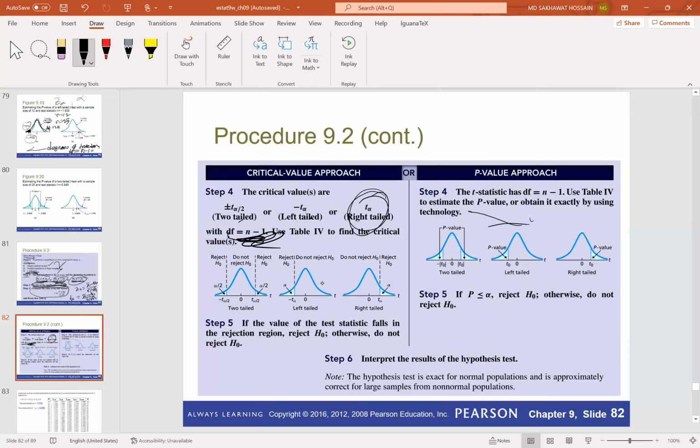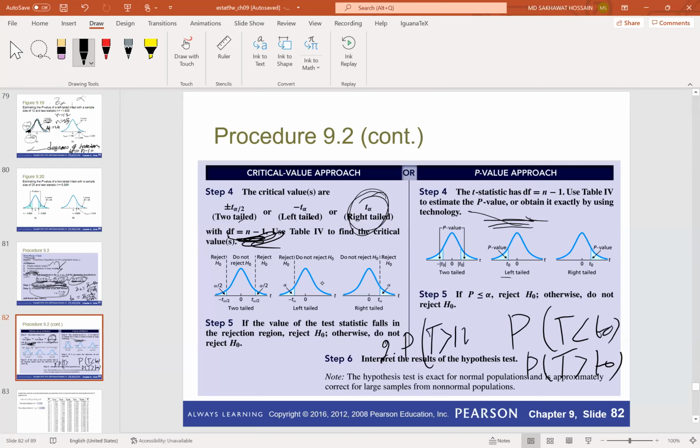Similarly, you will find the p-value. For the left tail, the p-value will be the probability of t less than t0. For the right tail, it will be the probability of t greater than t0. And for two-tail, it will be 2 times the probability of t greater than the absolute value of t0. It's similar to the z-test. The only difference is that in the z-test we use the z distribution, and now we are using the t distribution.